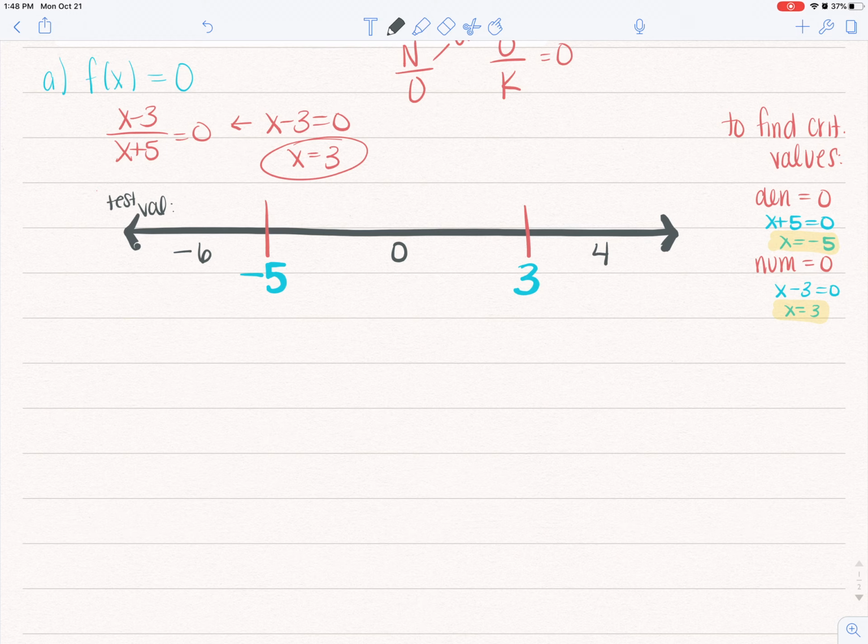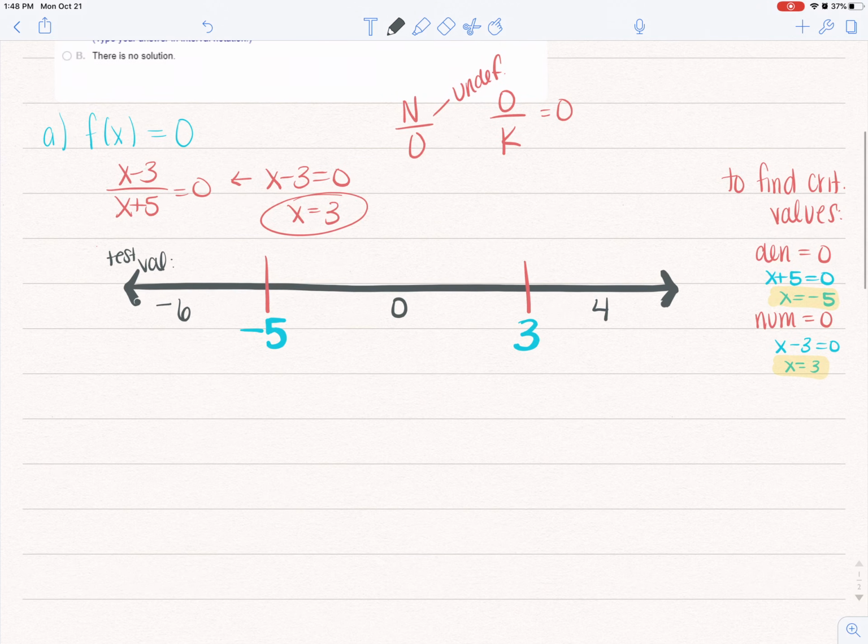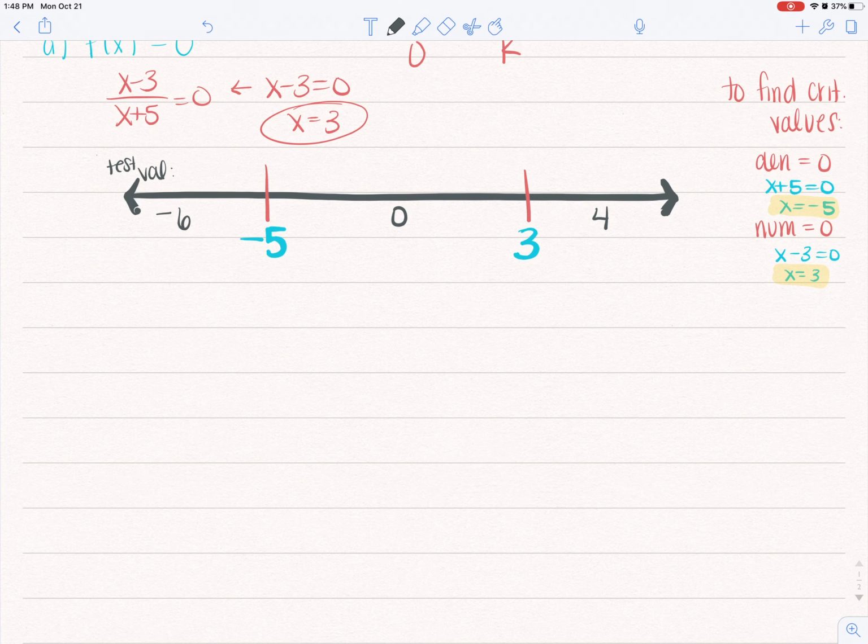These are just test values. These are not going in your answer. The only numbers that are going to be used in your answer are these critical values, not your test values. Those are just used to find the sign. So to find the sign, I'm going to plug negative 6 into my function. Because we can't really see my function anymore, I'm going to rewrite it down here.